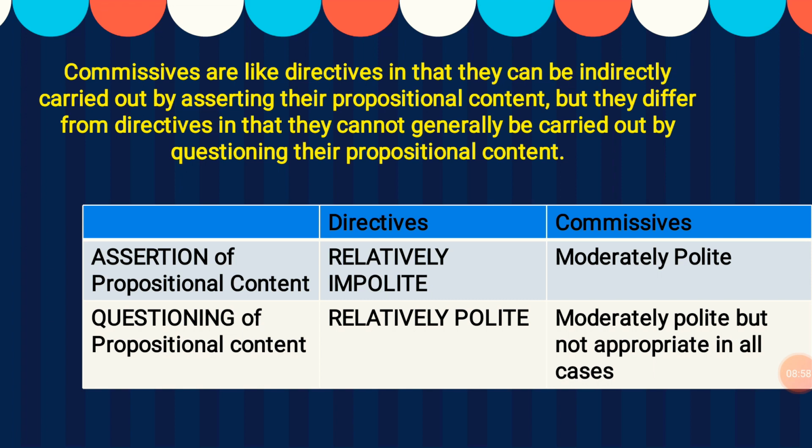This is the table of directives and commissives in illocutionary acts. For assertion of propositional content, directives are relatively impolite, and commissives are moderately polite. And for the questioning of propositional content, directives are relatively polite, and commissives are moderately polite, but not appropriate in all cases.